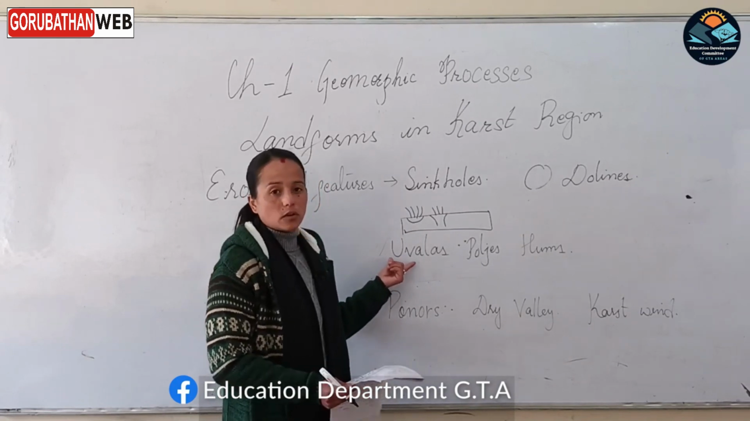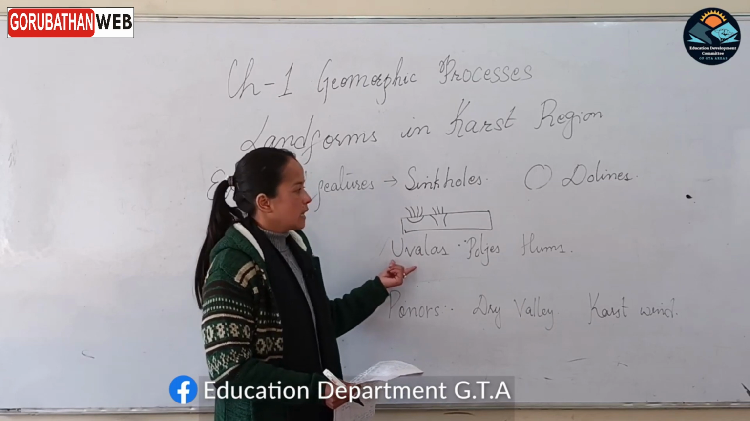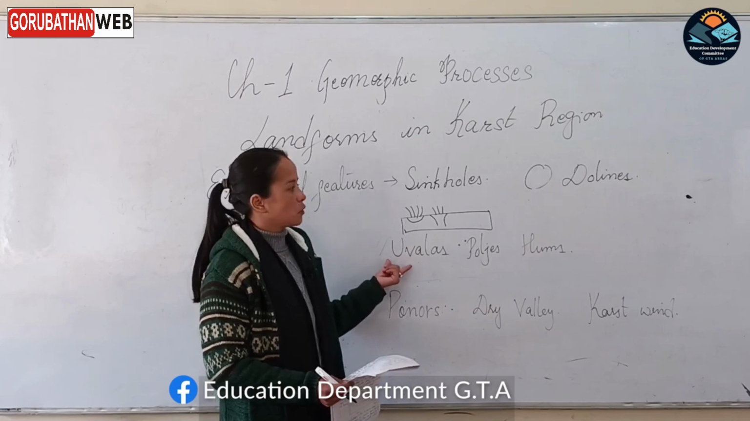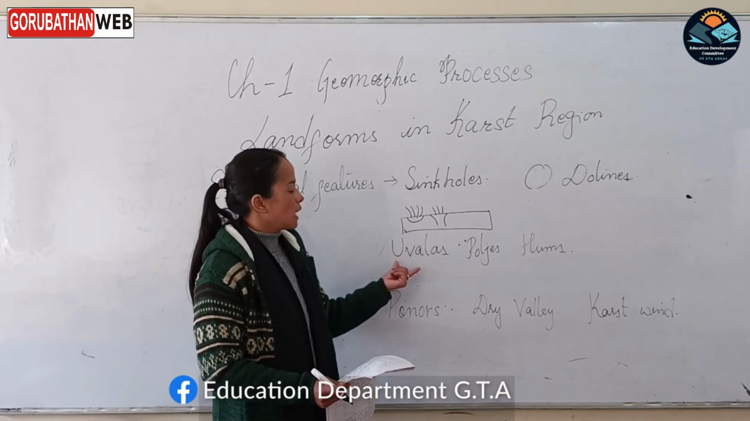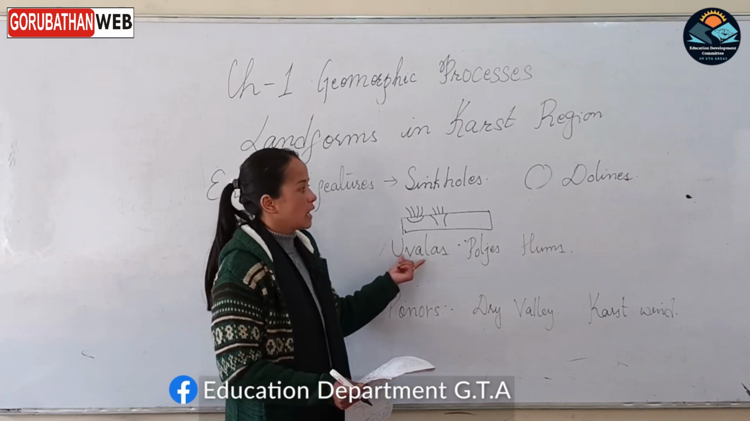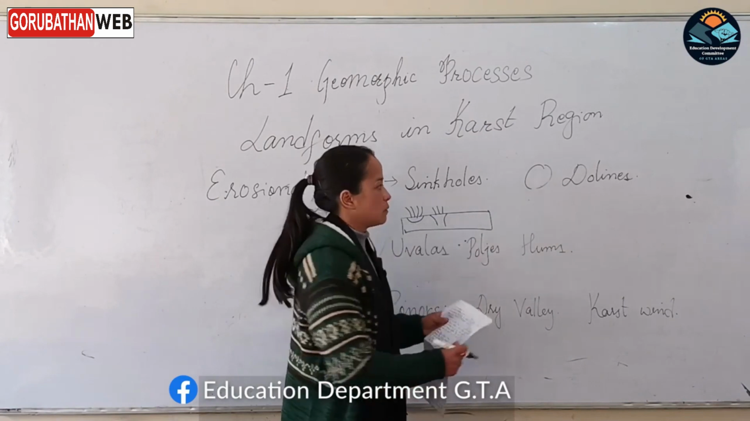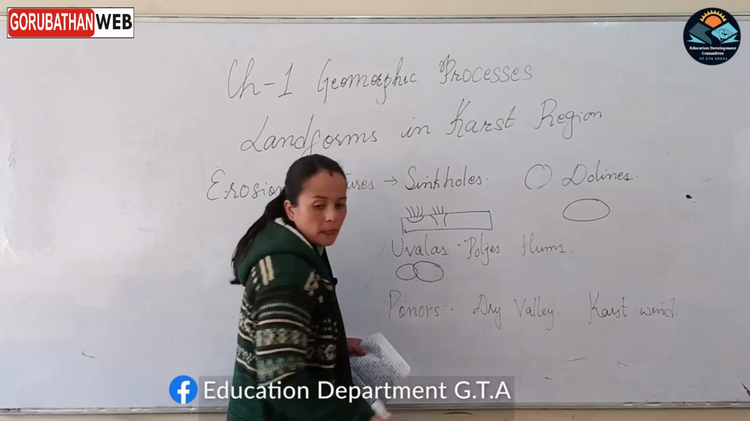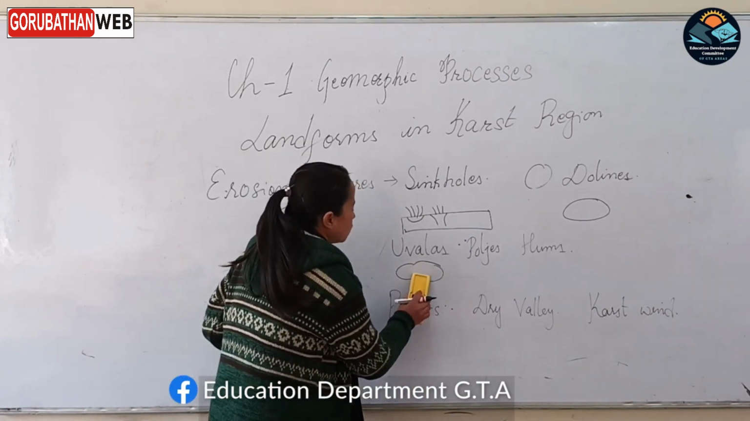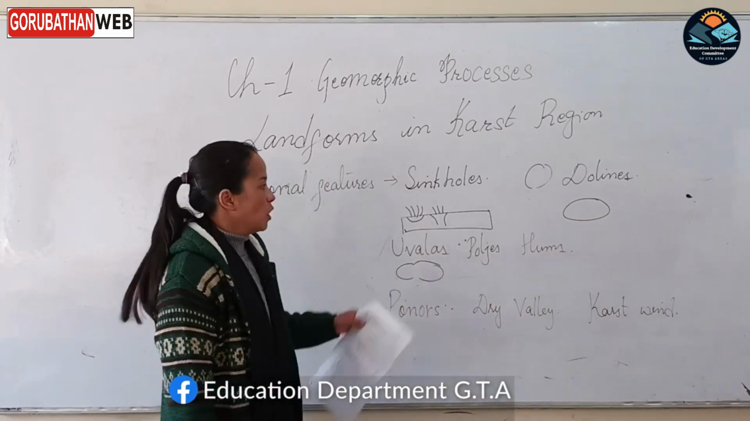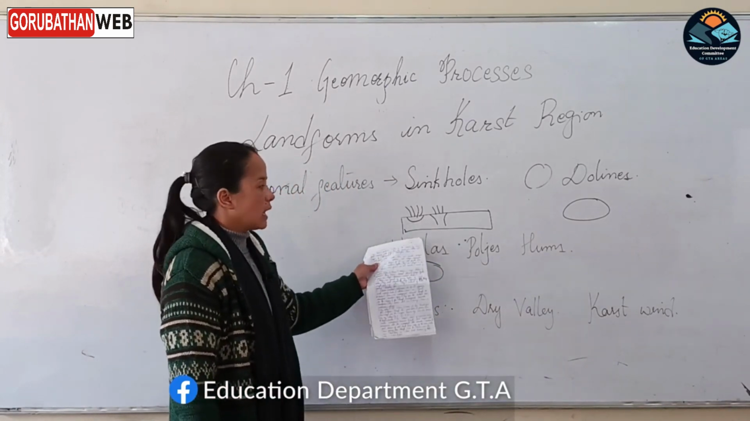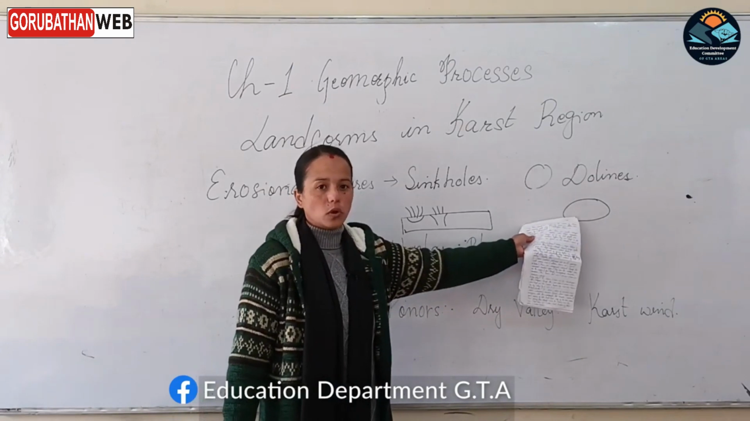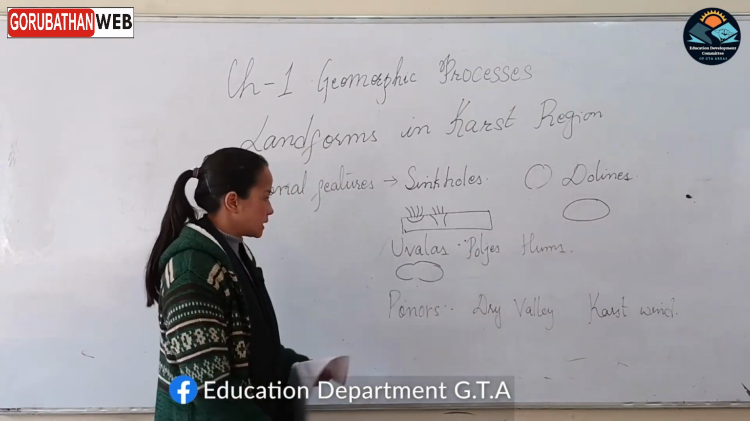Now the next one is the uvalas. So uvalas, these are also the holes or the depressions formed by the solvent action, formed by the process of solution and carbonation. So uvalas are formed by joining of many dolines. That means dolines are the bigger holes, and when many dolines join together, they form bigger holes, known as uvalas. So uvalas is also a hole in the limestone region, but they are much larger in size compared to dolines.